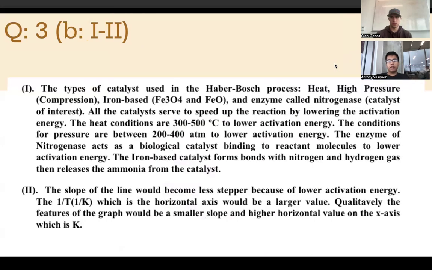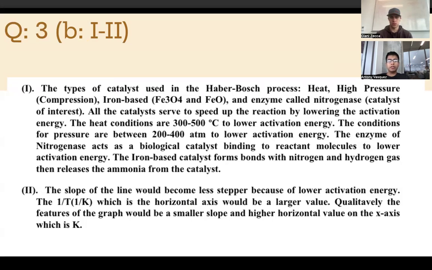Next. For question three, it focuses more on how the catalyst speeds up the reaction. In part one, it asks us the activation energy and its effects by the catalyst. It focuses on the types of catalysts used in the Haber-Bosch process, which were heat, high pressure, which can also be used as compression, iron-based, and enzymes called nitrogenase, which is a catalyst of interest stated in the article. All the catalysts serve to speed up the reaction by lowering the activation energy.